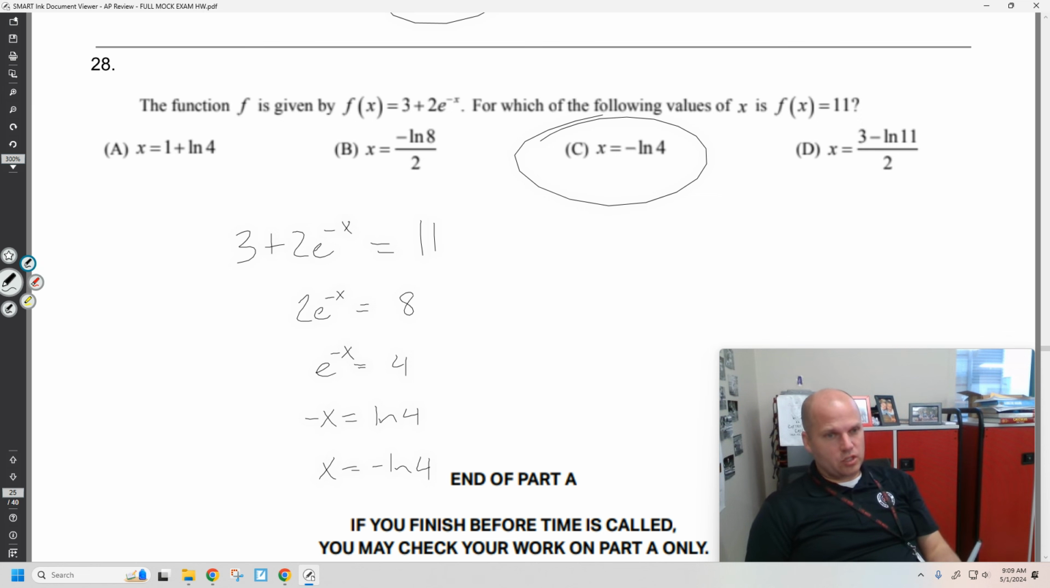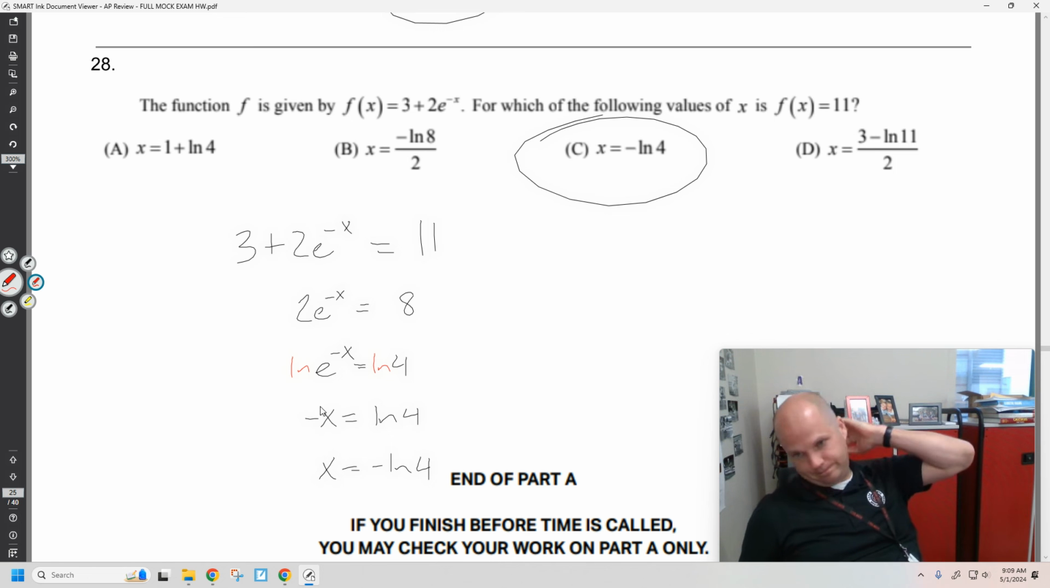Subtracted 3, divided by 2. I took the natural log of both sides. I then took the opposite of both sides. All right, part 1 done.